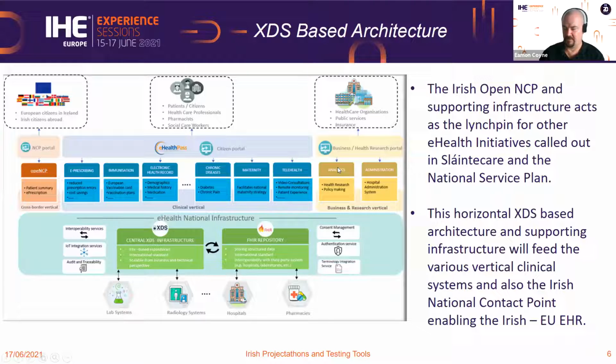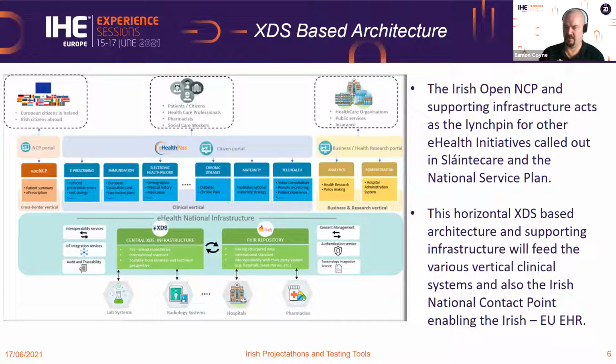So the architecture that was derived, although it was facilitating the cross-border use case, which would appear to be quite narrow, with the help of IHE services, the architecture that we did develop was an XDS-based architecture. So it facilitates cross-enterprise document sharing of clinical documents. What that afforded us is that horizontal backbone to the vertical clinical systems.